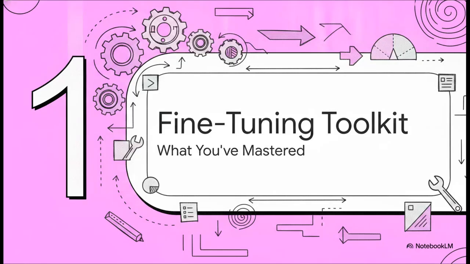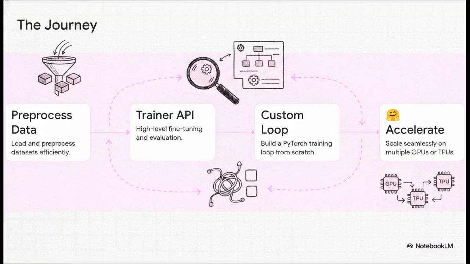Section 1. The Fine-Tuning Toolkit. What you've mastered. Okay, let's dive into this. We need to take a quick inventory of the incredible set of tools you now have in your arsenal. Because you aren't just tweaking a few parameters anymore, right? You have built a comprehensive, modern machine learning pipeline straight from the ground up. And if we look at this journey step by step, it's pretty remarkable.